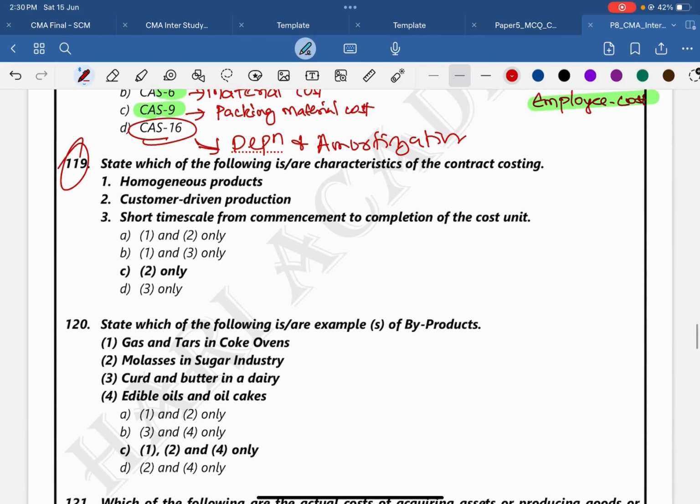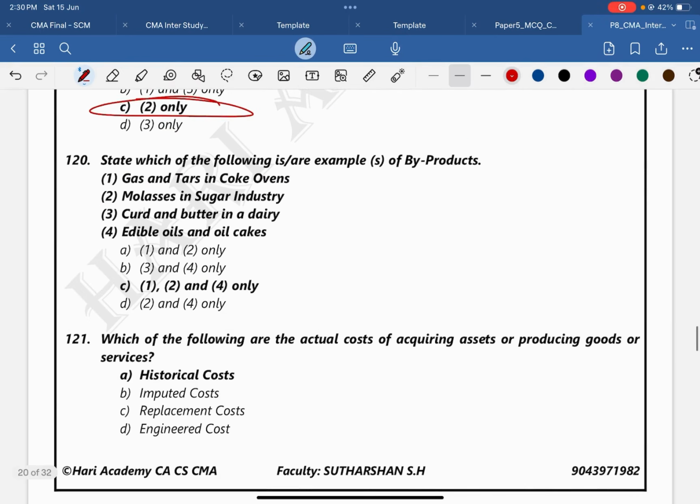Then 119. What they have given is which of the following is a characteristic of contract costing. What is a contract? It is not homogeneous. It is different from contract to contract. Customer driven production. Yes, it is customer driven production. Short time scale from commencement to completion? No, it should not be. It's a long term process. So option 2 is the only correct option.